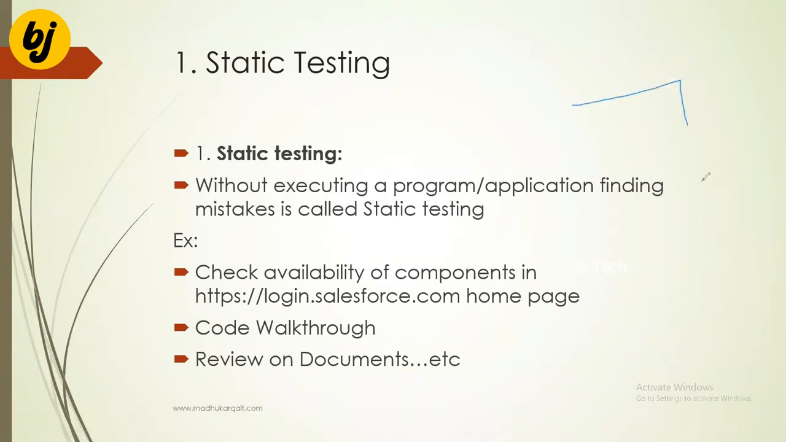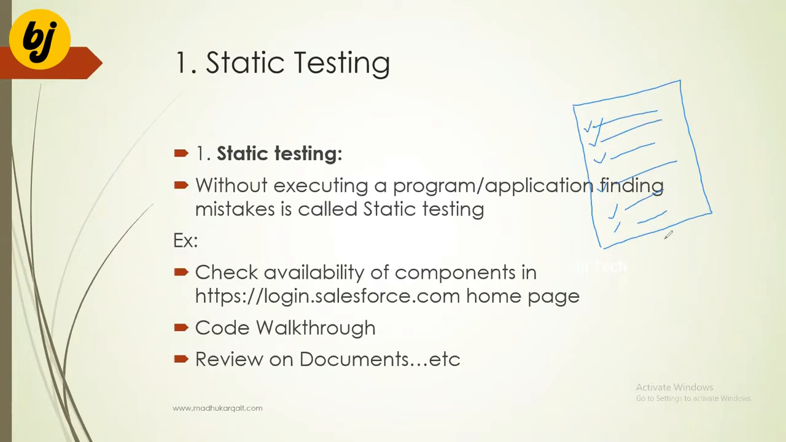Let us assume that I have one program written here. In this program, without executing, by reading line by line, if I have the programming knowledge, we try to find the mistakes. So this kind of testing comes under static testing. This kind of activity we call code walkthrough. Okay. So that is the program level.